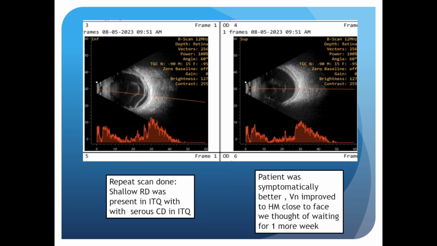So this is the next follow-up we have done. Repeat scan was done. Shallow RD was present in the inferotemporal area with serous CDs in the inferotemporal area. Patient was symptomatically better. Can you point out which is the RD, which is the CD with your pointer?